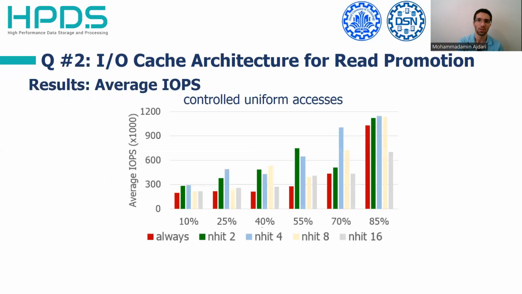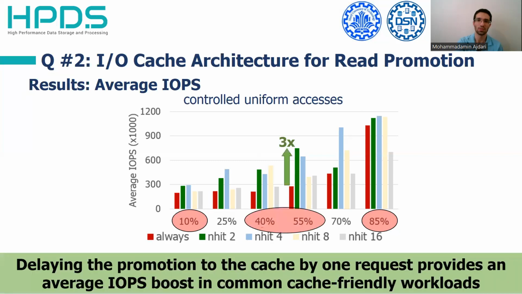We run workloads with read hits ranging from 10% to 85%. For low locality and high locality, where requests are best served from one device, the difference of caching policies is small. But for medium locality, delaying the request promotion by one time, that is nhit 2, enables load balancing between the RAM disk and fast backend SSD array, which in turn provides up to 3x higher IOPS than always policy.